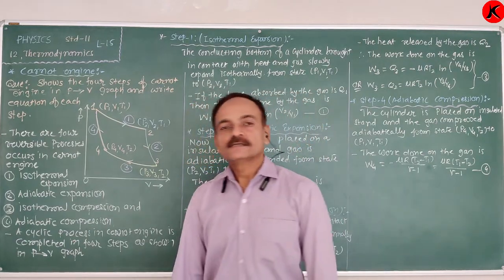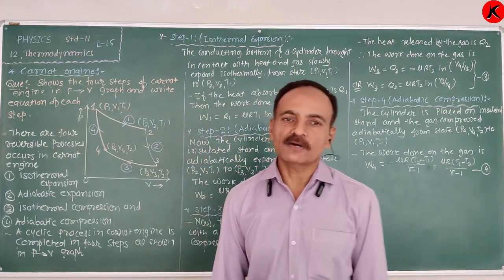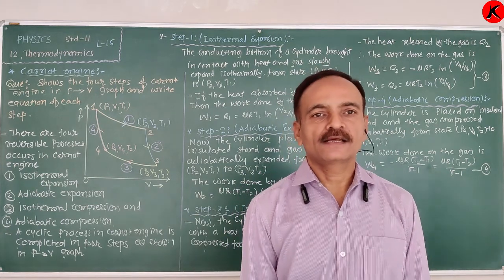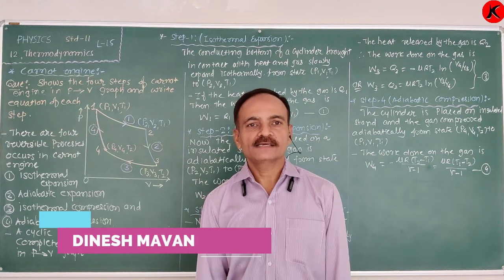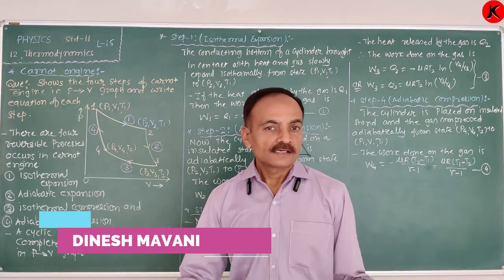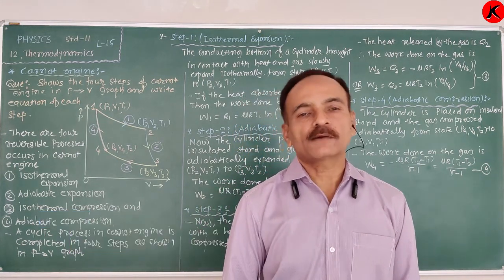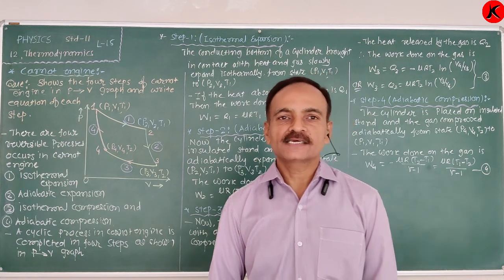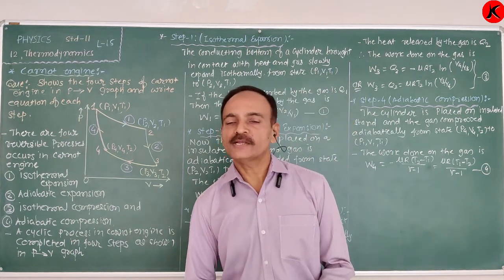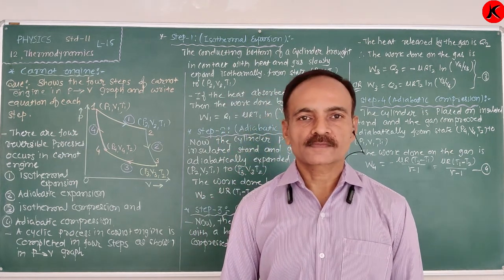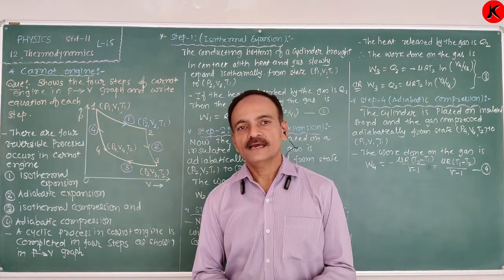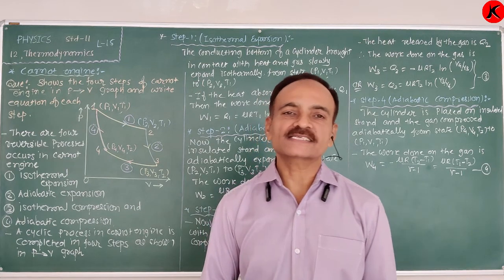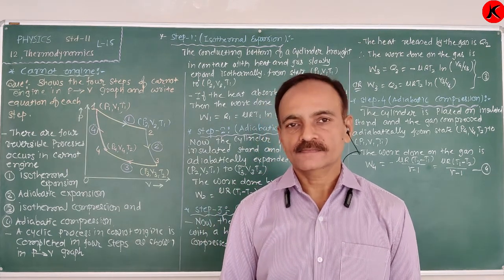Good morning friends. Today we are going to discuss the working of a Carnot engine. The cyclic process that takes place in a Carnot engine is the combination of four reversible processes: two isothermal and two adiabatic processes. Already we discussed what the Carnot engine is and what cyclic process takes place in it.